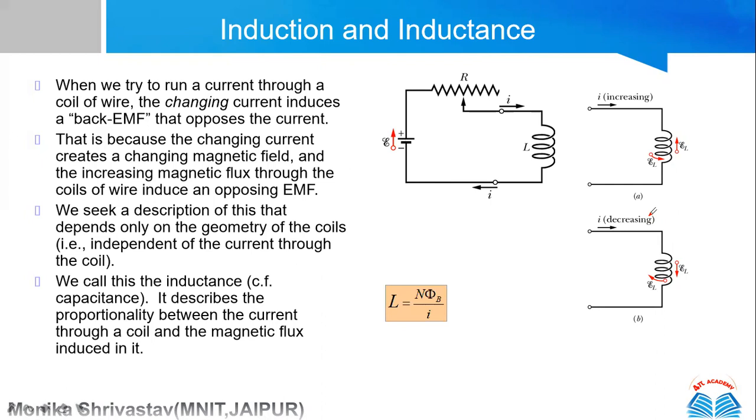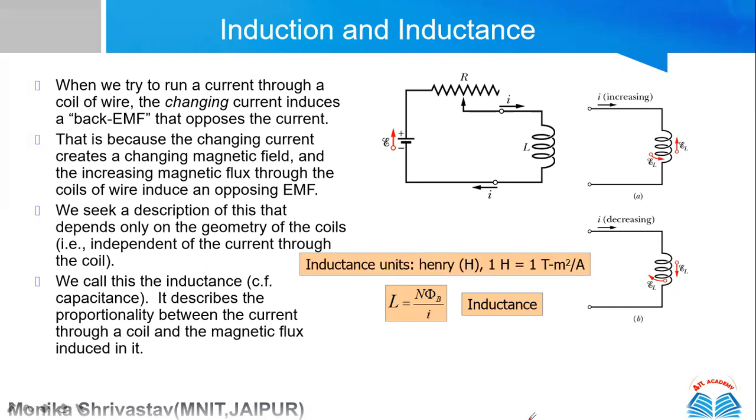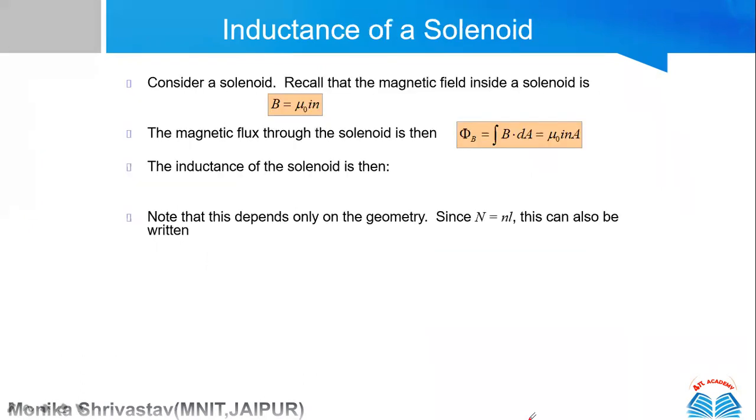And inductance means the induction coefficient. We can say L will be equal to N phi B over I. N means the number of turns in the coil. Phi B you know, I you know. So remember this formula, L equals N phi B over I. This is your inductance. And for capacitance, C equals Q over V. The inductance unit is Henry, and 1 Henry is equal to 1 Tesla meter square per ampere.